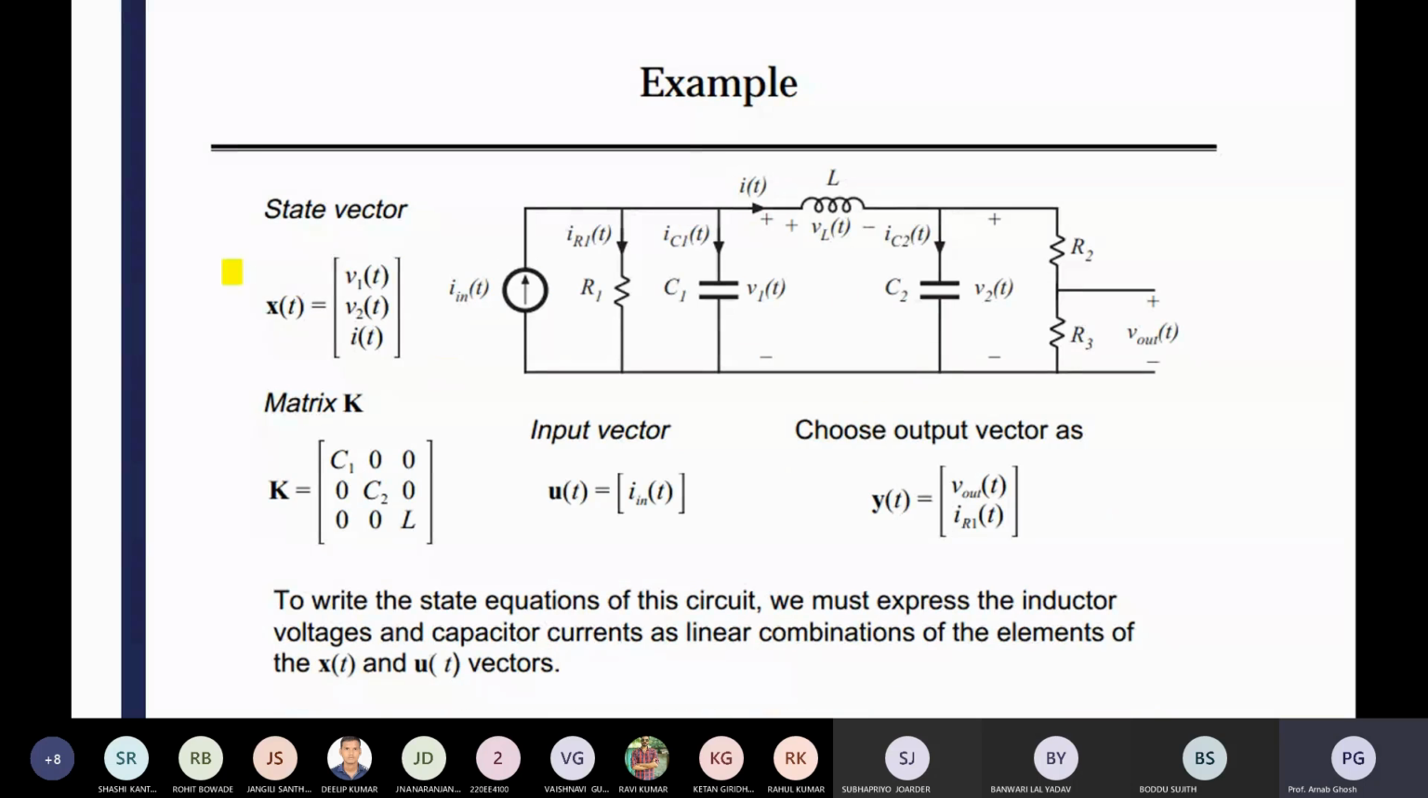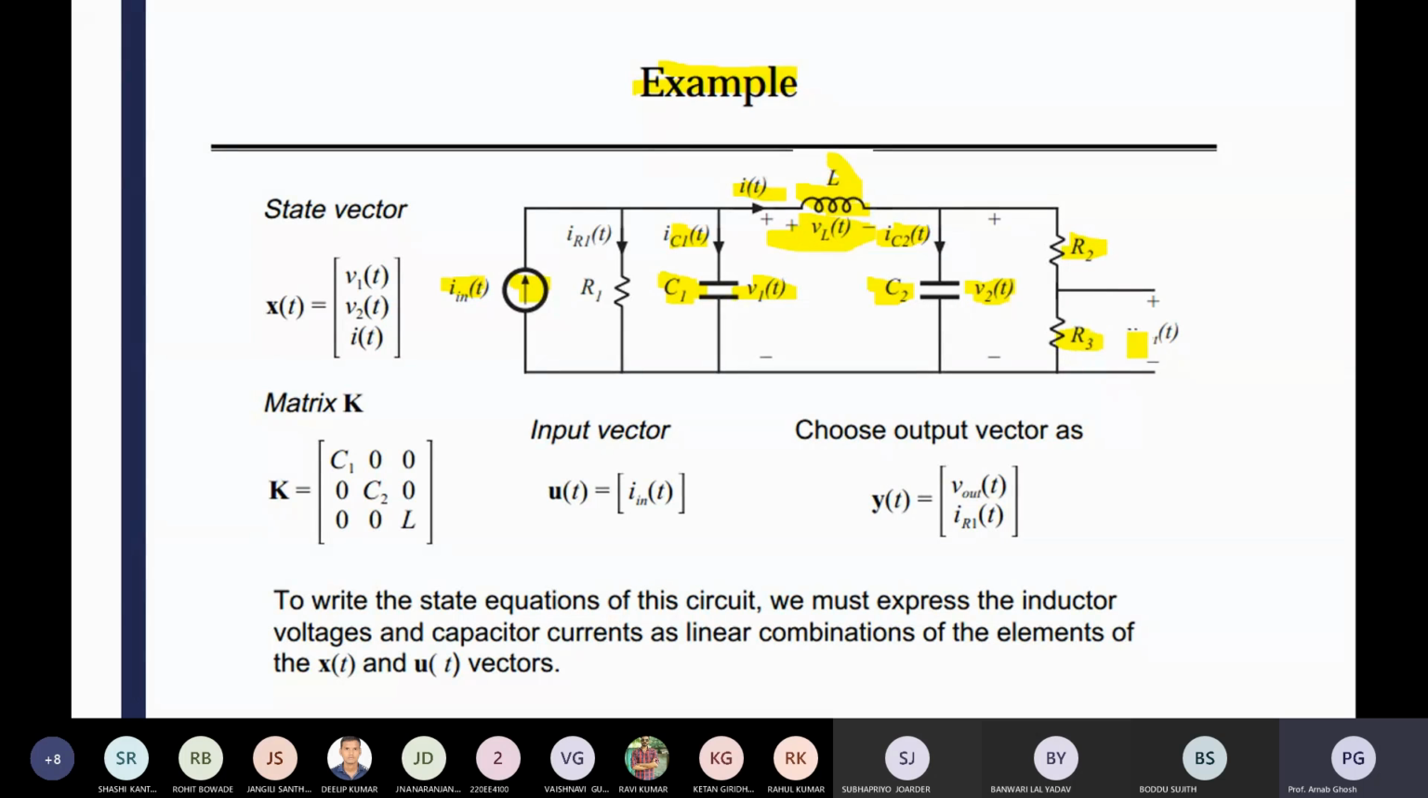Here you can see one example. All of you can draw it in your copy so you can understand. The input current is IN. In the circuit, one capacitor is there with current flowing through it. Then IL current is flowing through the inductor. Then capacitor C1, with V1 the potential across capacitor 1, and V2 across capacitor 2. IC1 is the charging current of capacitor 1, and IC2 is the charging current of capacitor 2.